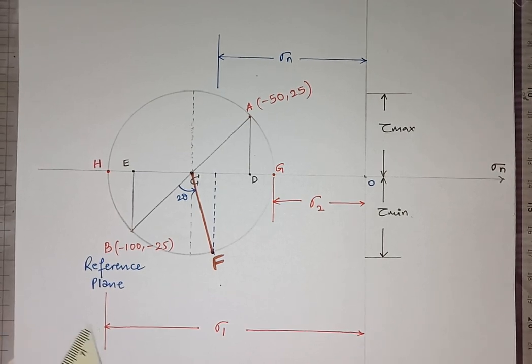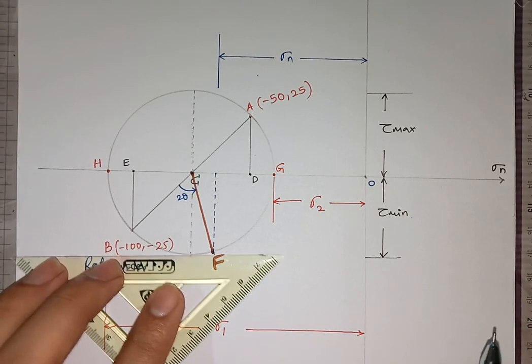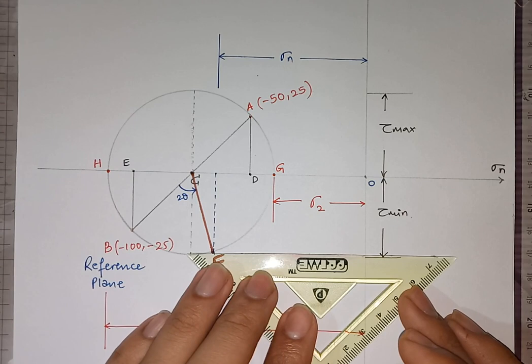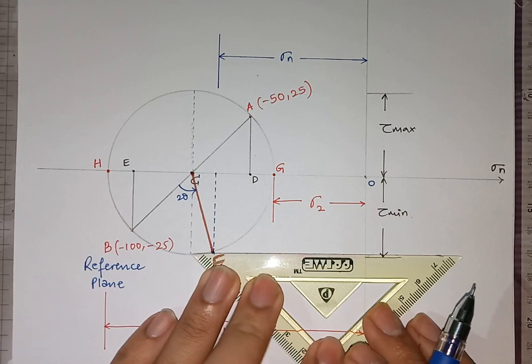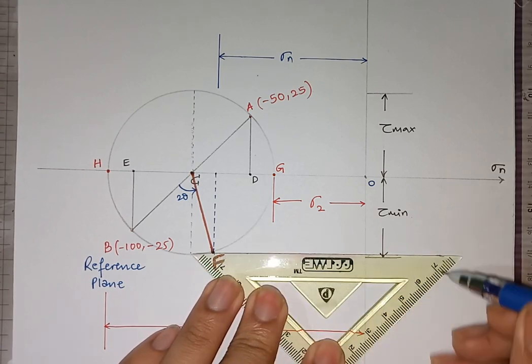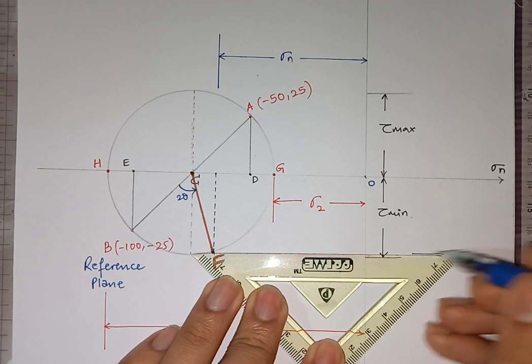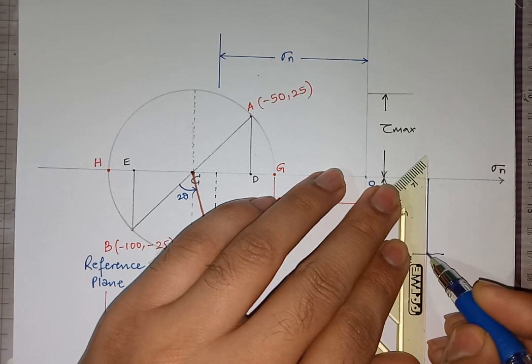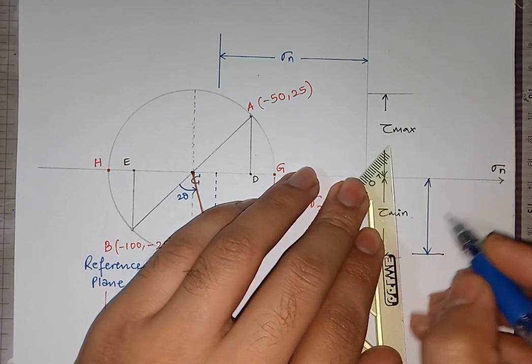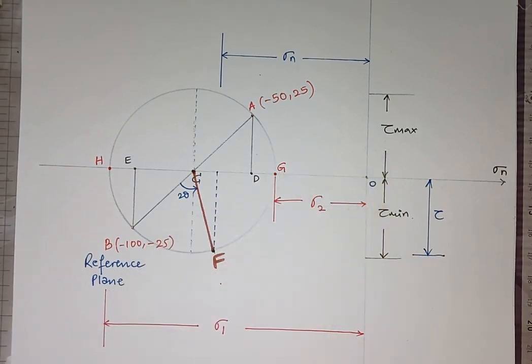Now shear stress. Once again I will draw the shear stress over here on this side. Shear stress from point F, I am going to mark it here. So this distance I call it as tau. Tau is shear stress on an oblique plane. Sigma n is normal stress on an oblique plane. So now we have located everything.